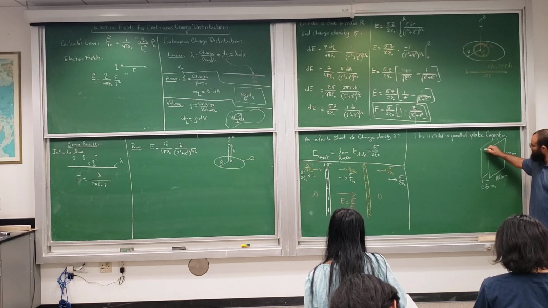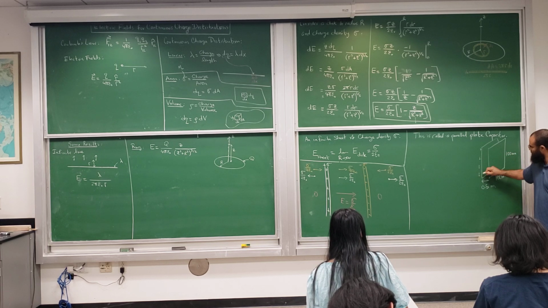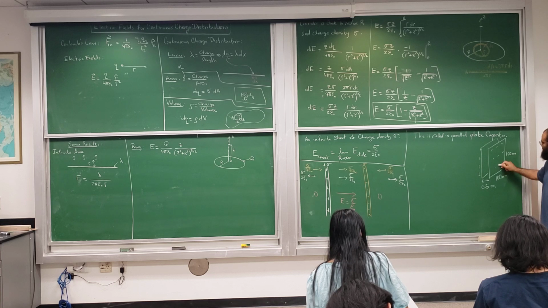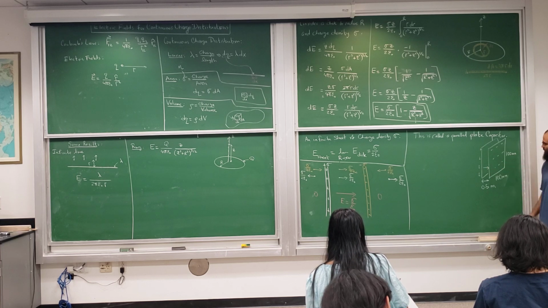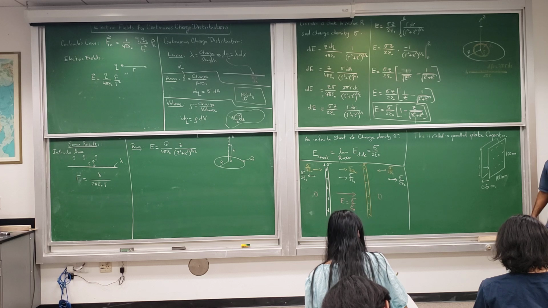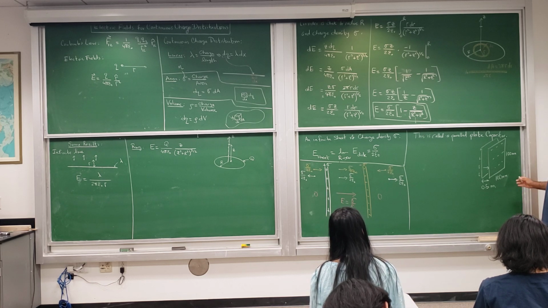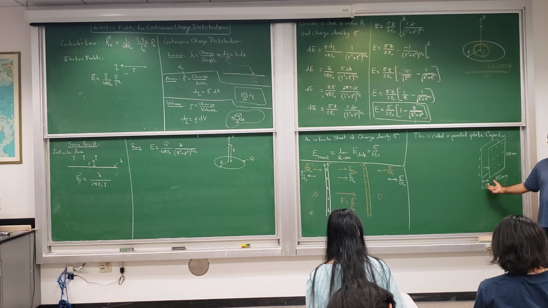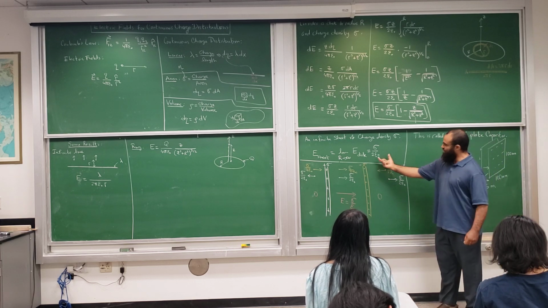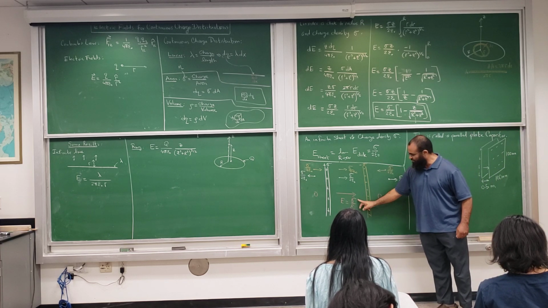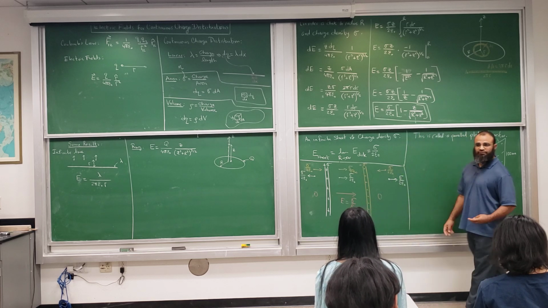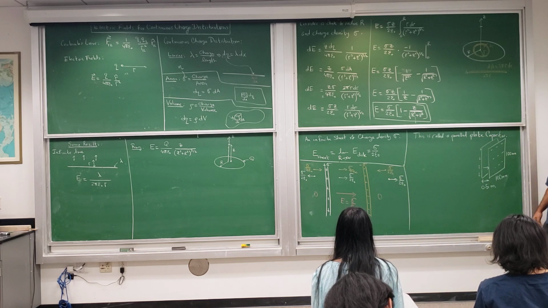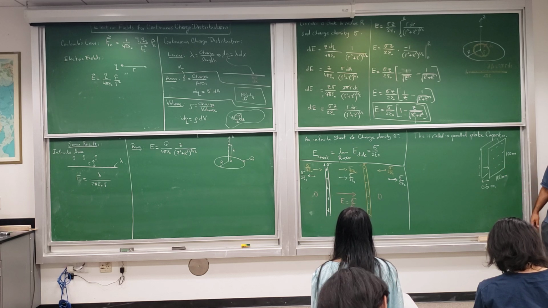If this one is, let's say, positive, it has plus charges, and this one has negative charges, then you will have a field from the plus to the minus, but not outside. So again, it's not infinite, but it's close enough. If these dimensions are so much bigger than this, we're going to just say the electric field between them is going to be sigma over epsilon. Alright, so we're going to do a couple of examples of this.